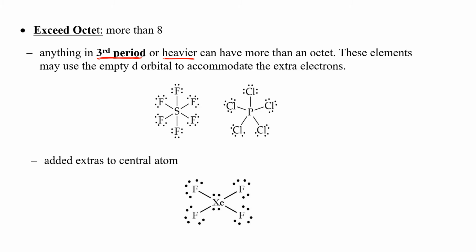Listen, the third period elements have their outermost electrons in the third energy level. The third energy level, or third principal energy level, has s, p, and d orbitals, 2 in the s, 6 in the p, and 10 in the d. That's 18. So all of those elements can, not that they will, they can accommodate more than an octet if needed. They have those empty d orbitals to accommodate those extra electrons. Very important. You need to know that.